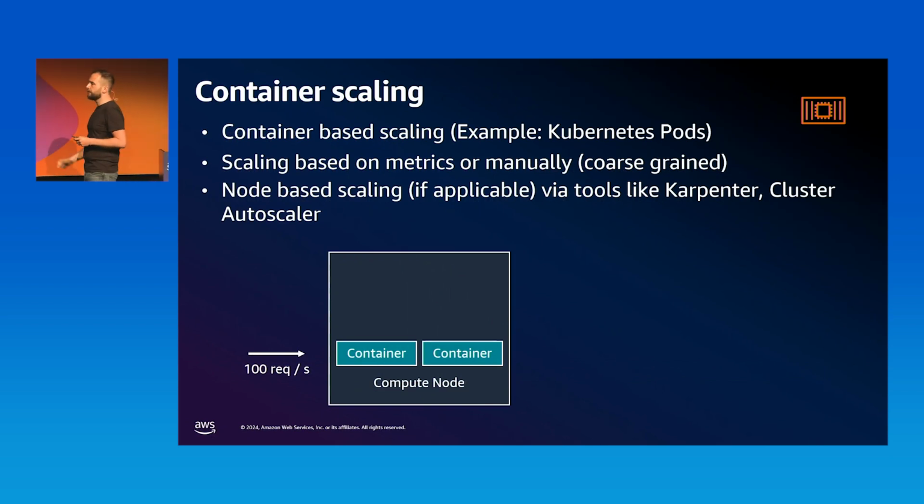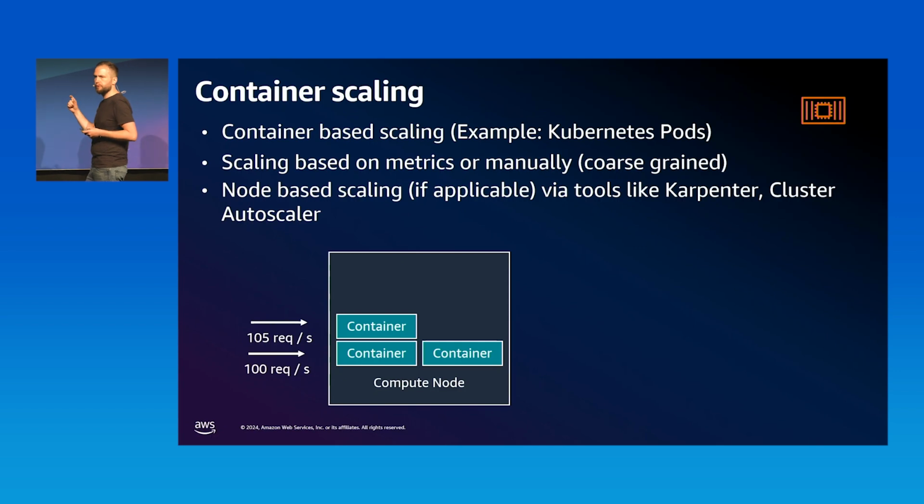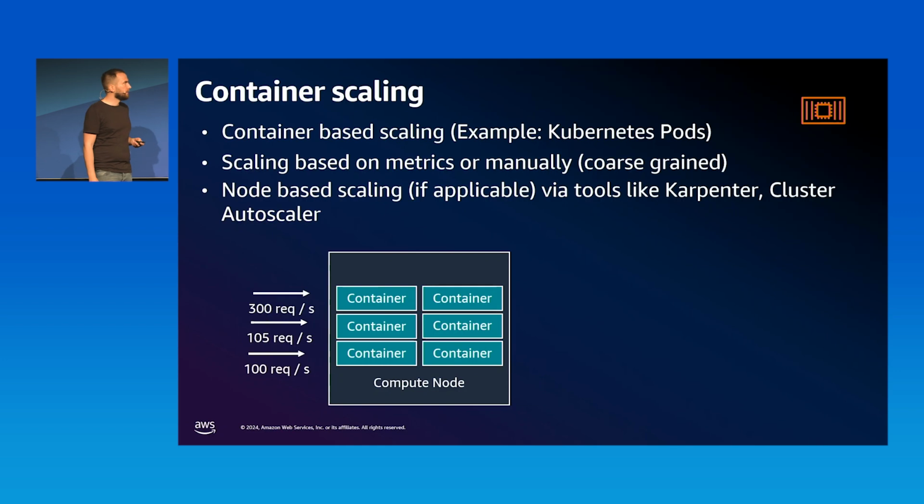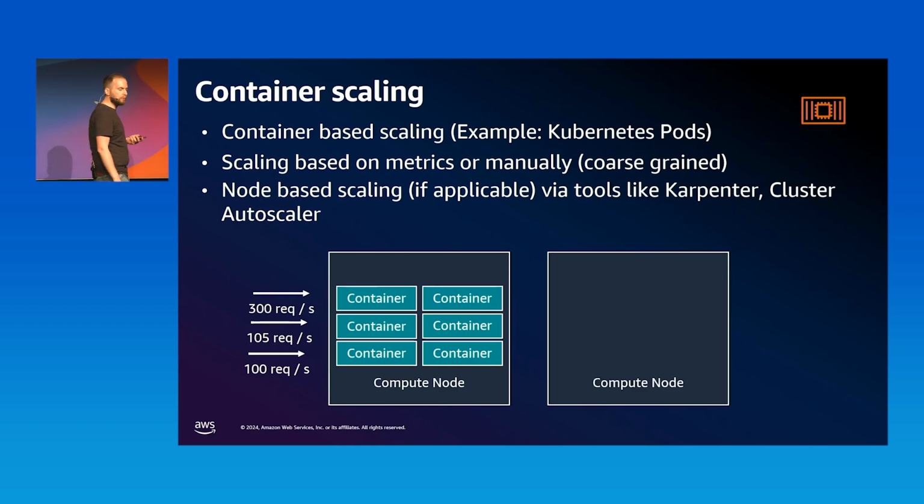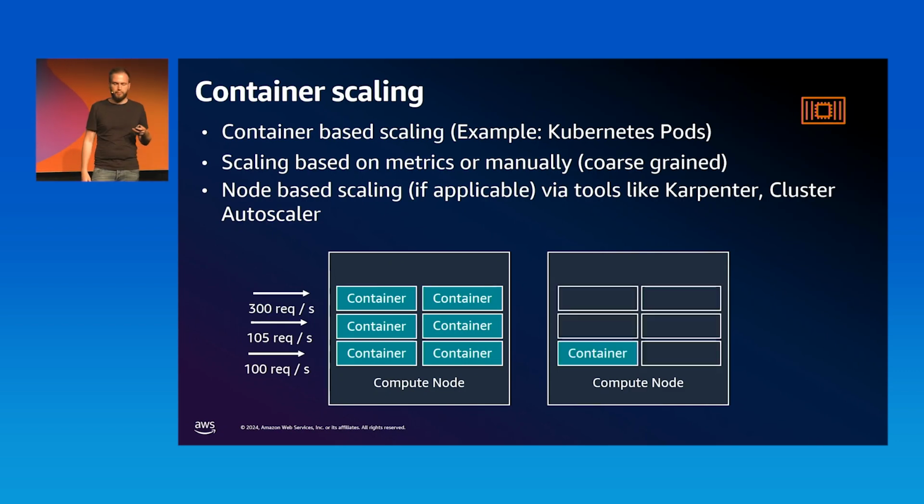And from a scaling perspective, we usually see two things: first container-based scaling, as well as node-based scaling. Container-based scaling is where I define a certain CPU or memory threshold for when I want to scale. So let's say I have two containers that can handle 100 requests per second. If I get 105 requests, I will need to spin up a new container to be able to handle those 5 additional requests. And that goes on until the compute node is full, so I cannot place any more containers on the node, and therefore a new node would be spun up so I can place additional containers.